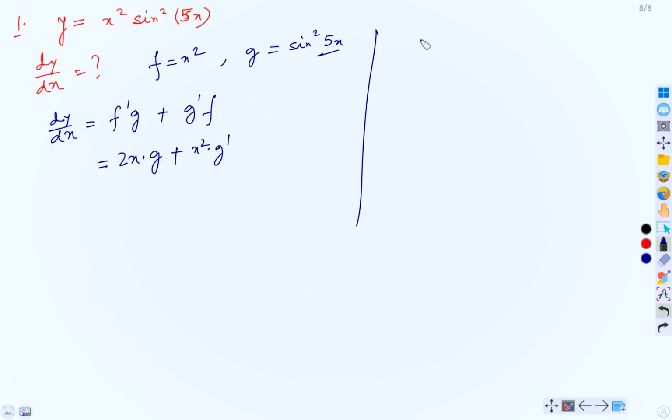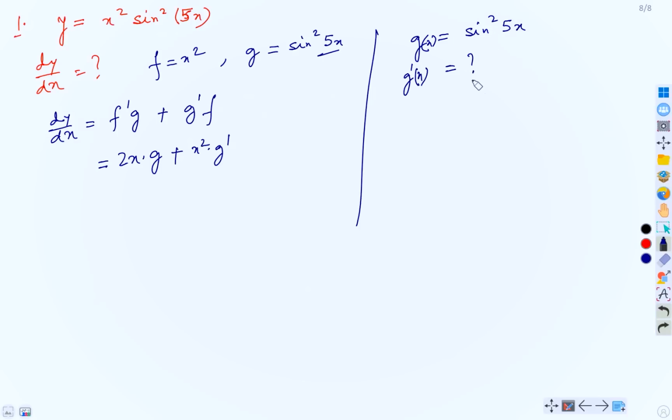Now g dash we will calculate from here. You better try this by yourself. Don't just follow entirely, try it by yourself, only then can you learn. So we have our g of x, and therefore g dash of x. How do we have to evaluate it?